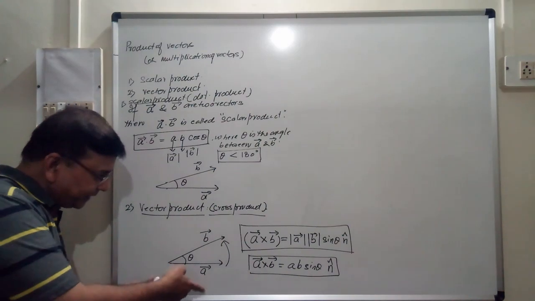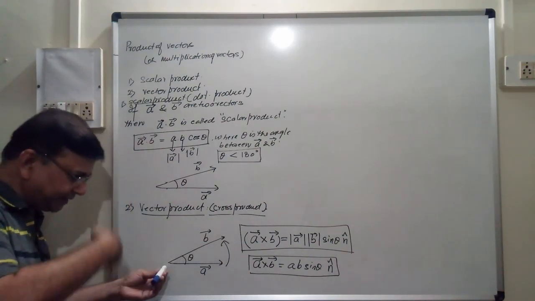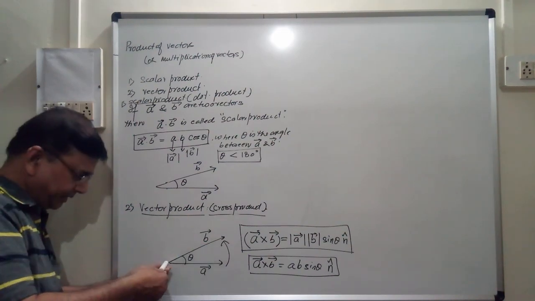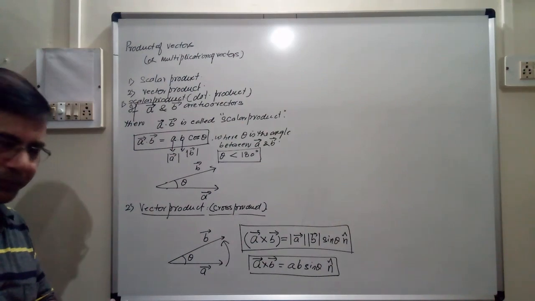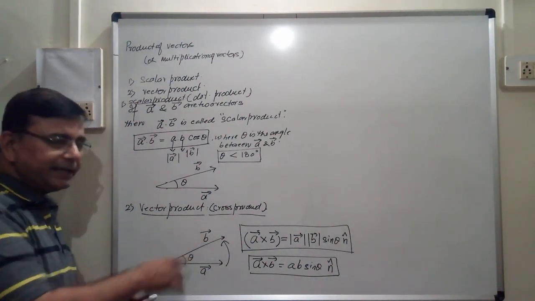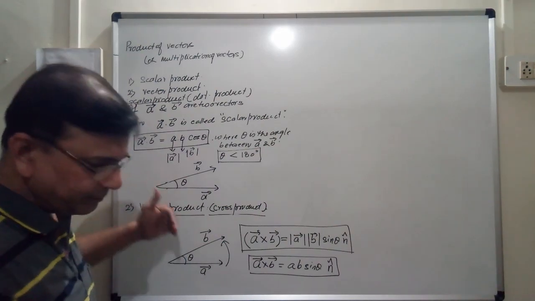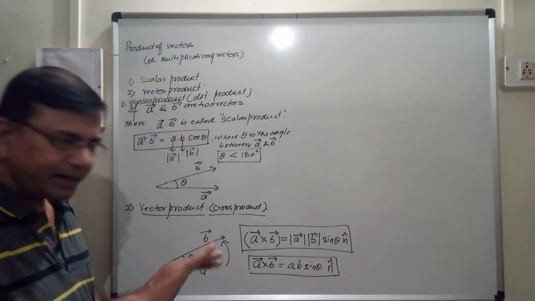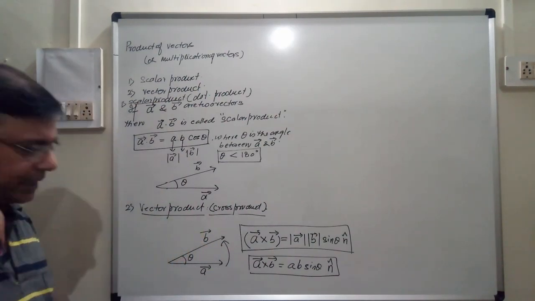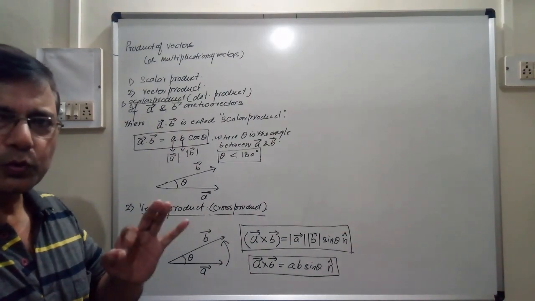Here we are taking A to B, which means we are turning anti-clockwise. This way we are turning from A to B, anti-clockwise. So the screw will come out. So for A cross B, the direction will be perpendicular to this board, but it will be outside. So what is the direction of n? It is perpendicular to the board and outside. It is decided by the right hand screw rule.